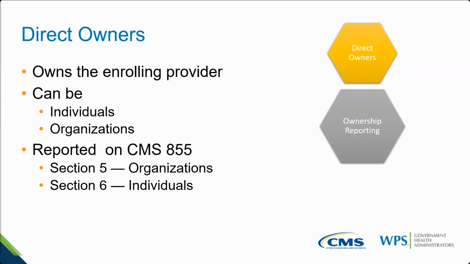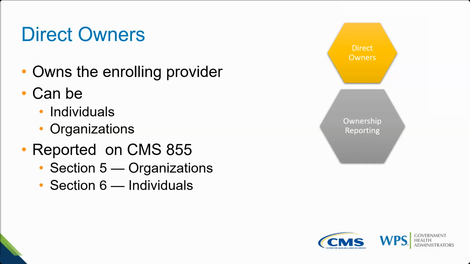To start, we're going to talk about direct owners. So we're talking about who needs to be reported. And again, these are going to be reported on the CMS 855 applications. And we'll talk a little bit more about how to report those a little later on. But we need to have all direct owners of any organization reported on the CMS 855. This is going to be direct owners of the enrolling provider.